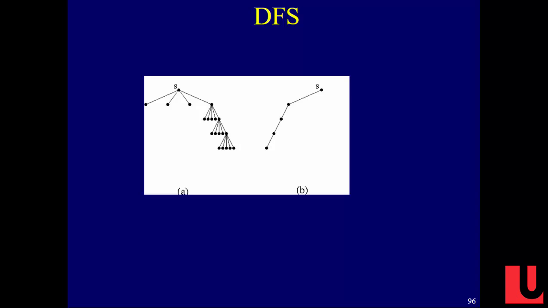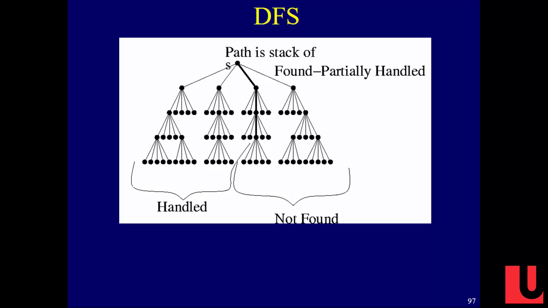And you'll note that the difference between these two pictures is that here, S has handled all its edges, while here, S has only handled its first edge, right? So we're not going to fully handle nodes, we're going to partially handle them. All right? Anyway, it's a big general graph, but here's the tree that we're finding.